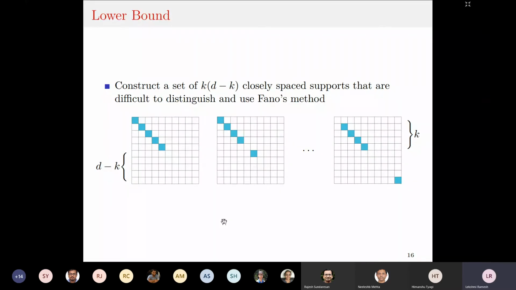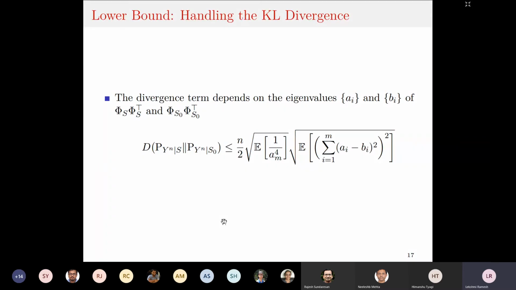And so the distance between those distributions and the KL divergence between those distributions can be shown to scale like this. So the important quantity that figures here is the spectrum of the Gram matrix of the phi matrices. And so a_i and b_i are basically eigenvalues of the phi matrices that parameterize these two competing distributions.